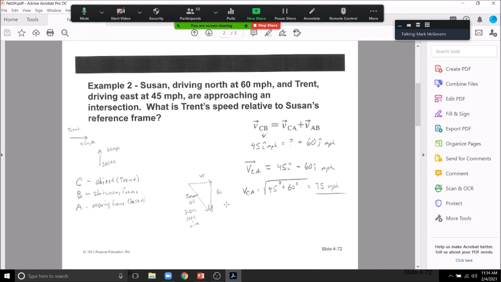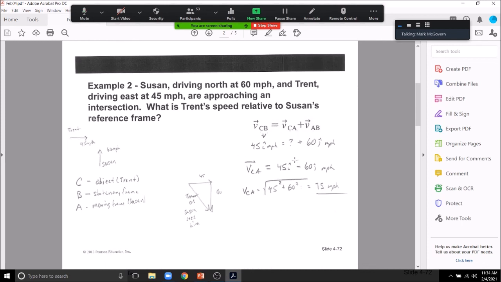And you could work out an angle if you care. We have the vector here, so any kind of angle you want to define. You could draw a triangle like this, and maybe talk about this angle right here. But this just asks for the speed, 75.